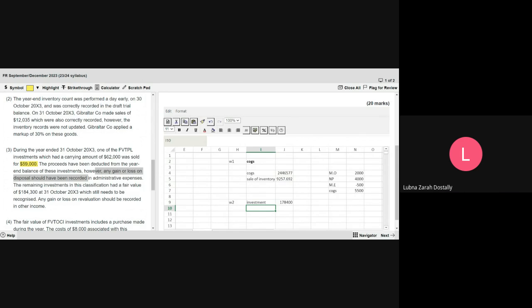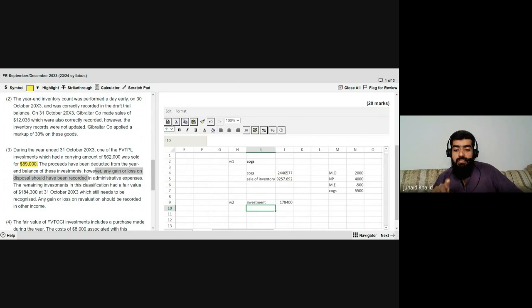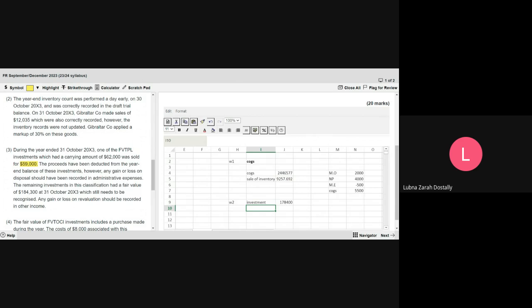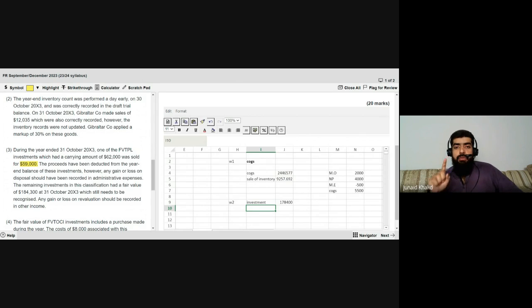The gain or loss has not been recorded. Yes, one thing: that is 178,400. From this value, they have already deducted 59,000. Although they should deduct 62,000. Am I right? Why? If we are having an investment of 62,000 and we dispose of that investment, which had a value of 62,000, we need to remove it from the investment at the value of 62,000.